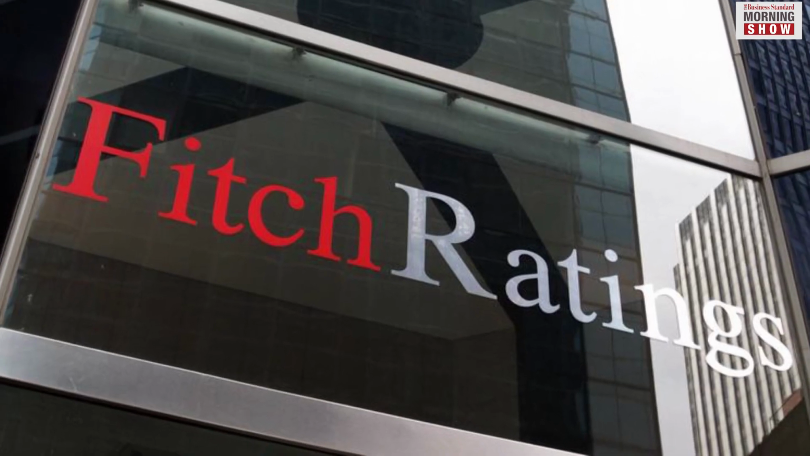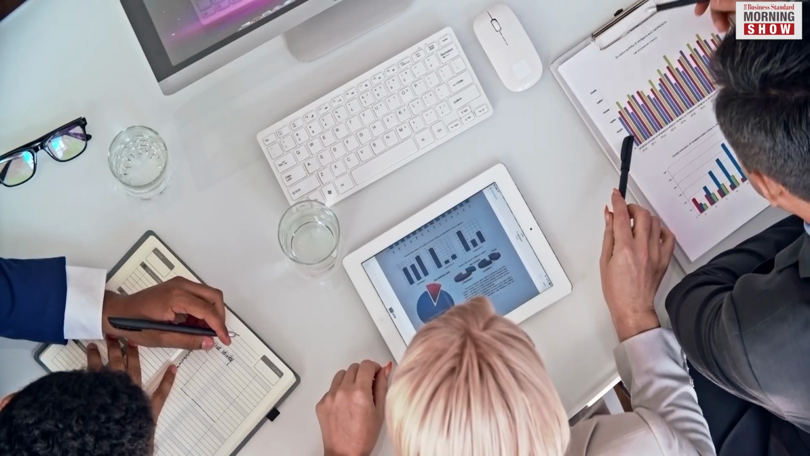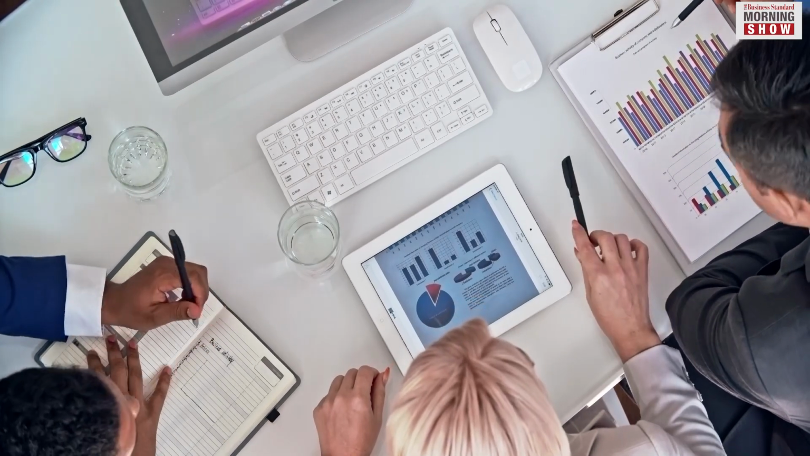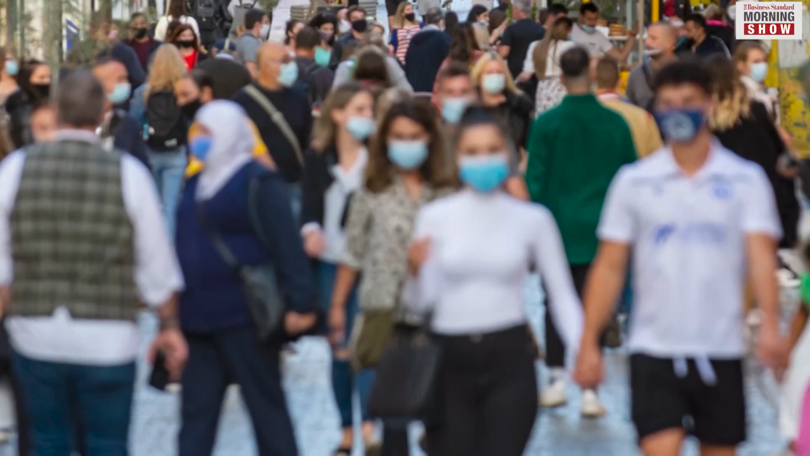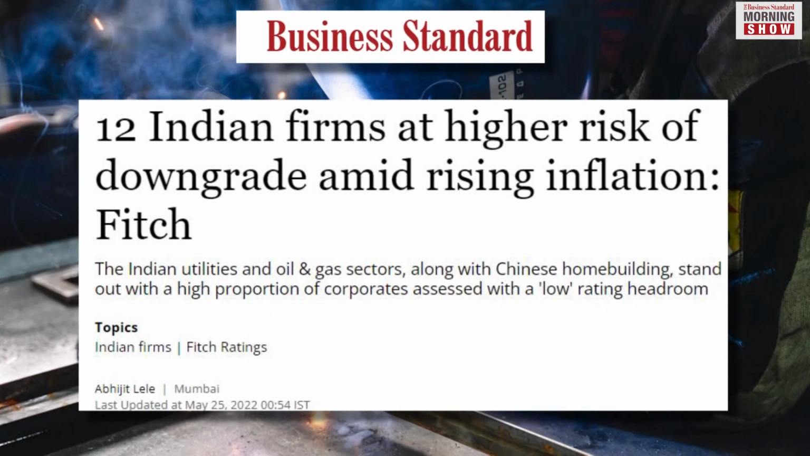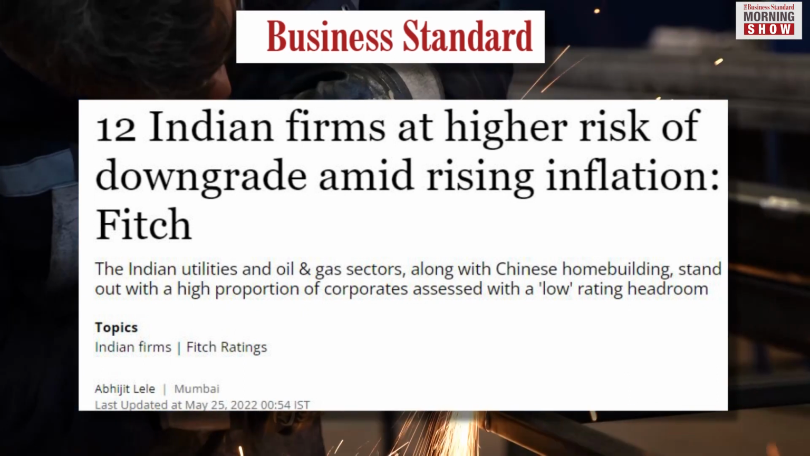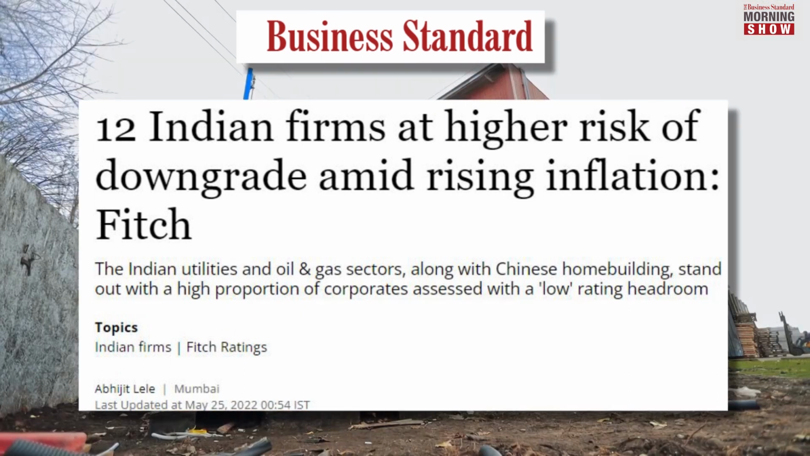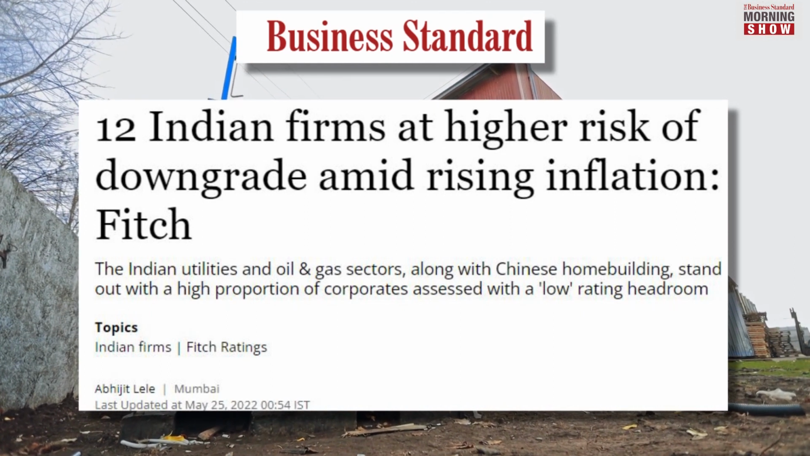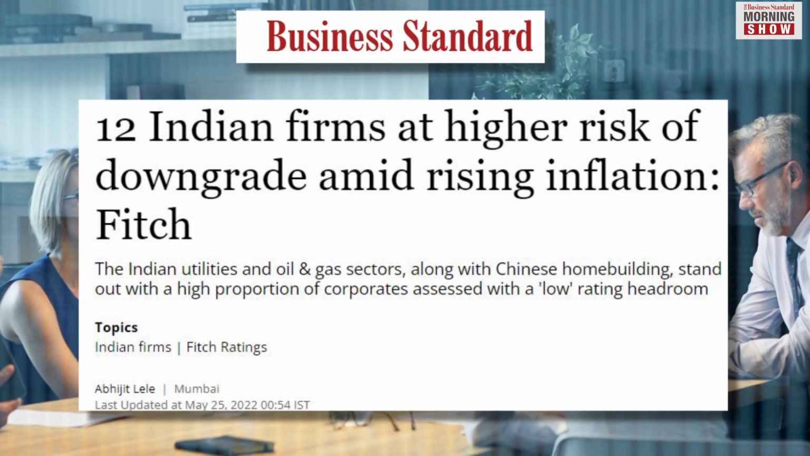Credit rating agency Fitch Ratings has said the prospects of prolonged inflation and slower economic growth are rising, with added supply chain risk from sanctions on Russia, China's pandemic lockdowns, and tighter labor market conditions in general. They exposed 12 Indian corporations, which include 8 PSUs in the energy and utility sectors and 4 private sector firms, to elevated downgrade risks, according to Fitch Rating.